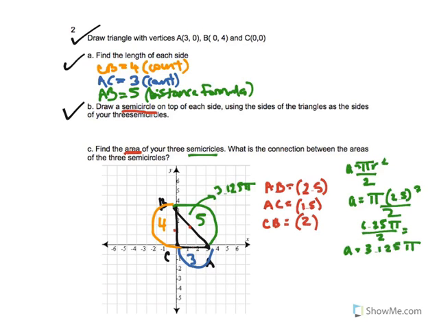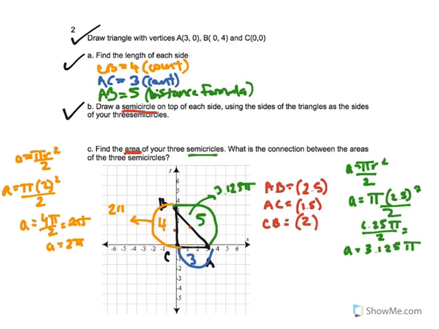Let's do it with the orange semicircle. I'm going to do it over here for some room, okay? Area equals pi r squared over 2 of a semicircle. Let's use the radius that we found of CB, which is 2. So we have area equals 4 pi over 2 equals 2 pi. So the area of the semicircle here is 2 pi.